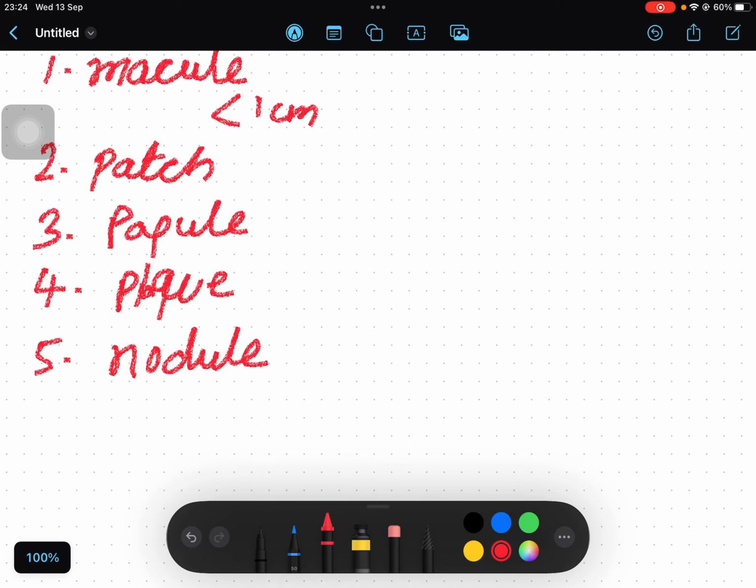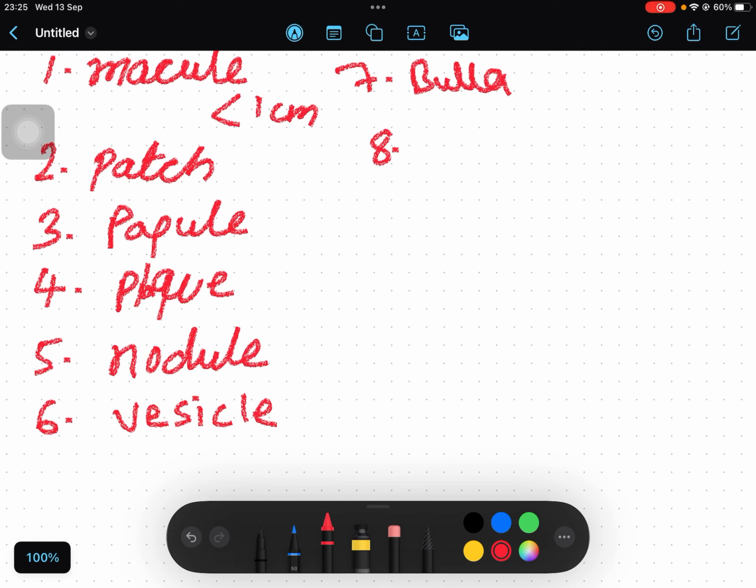So instead of solid, if the raised lesion contains clear fluid, we call it a vesicle. So vesicles are small raised lesions on the skin that contain clear fluid. If the vesicle enlarges, then it will become a bulla. So bullas are usually present in immunobullous disorders.